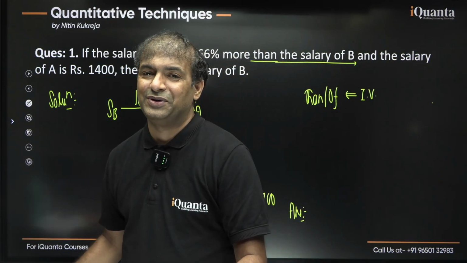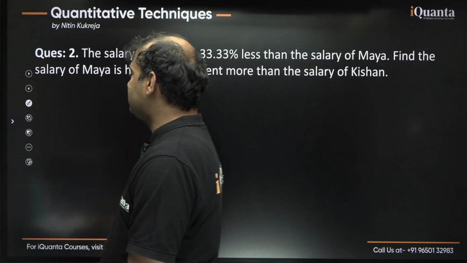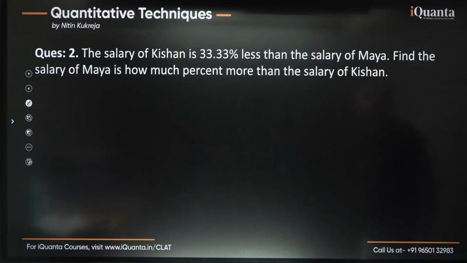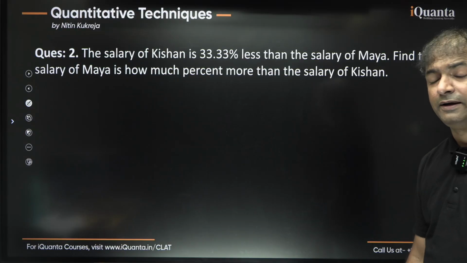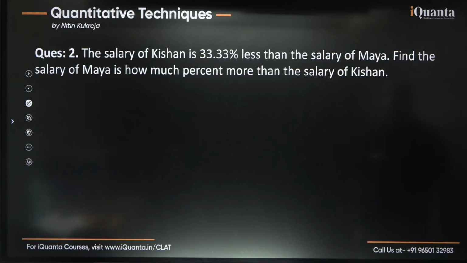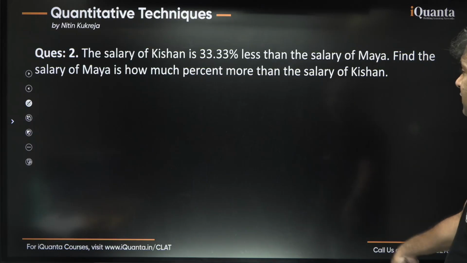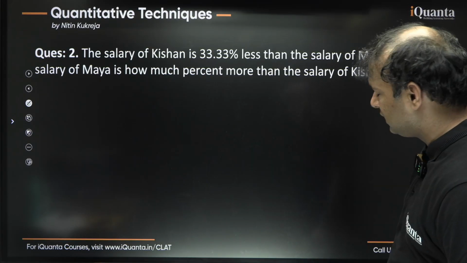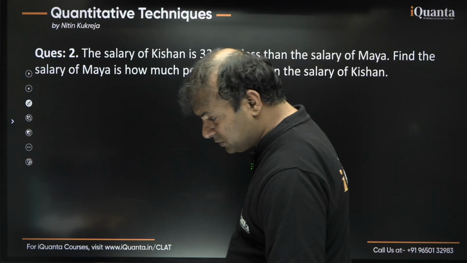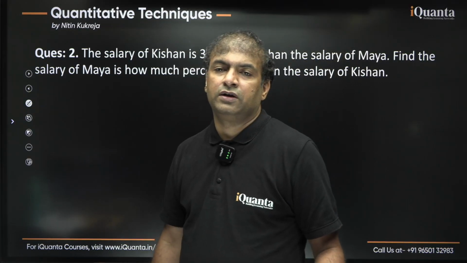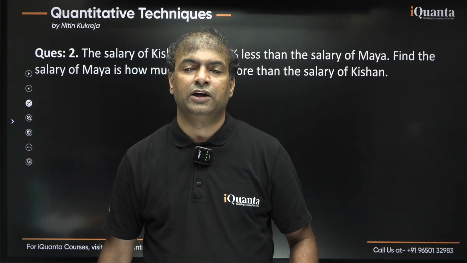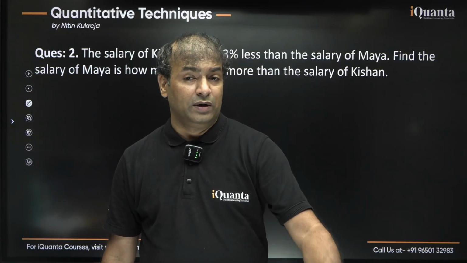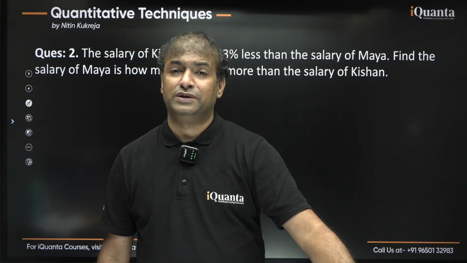Now let's discuss question number 2. Question number 2, guys, says that the salary of Kishan is 33.33% less than the salary of Maya. Find how much percent the salary of Maya is more than the salary of Kishan. So guys, in this problem, no value is given, only a percentage change is given, and that is why they have asked only a percentage change as well, right? So one percentage change is given, another percentage change is being asked.